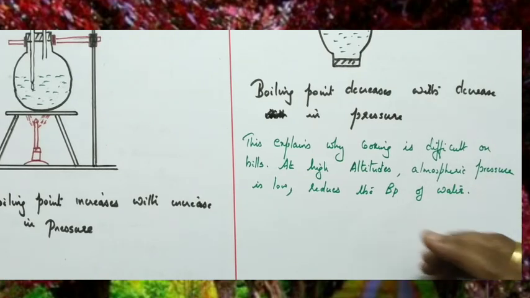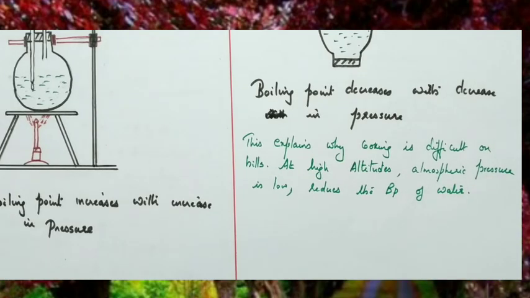When pressure decreases, the boiling point of water also decreases. So in hills and mountain regions, water boils even at 80 or 75 degrees Celsius. Water boils, but it is not enough for the food materials to get cooked. So that is the reason why at high altitudes cooking is somewhat difficult, but it is possible using a pressure cooker. Okay children.